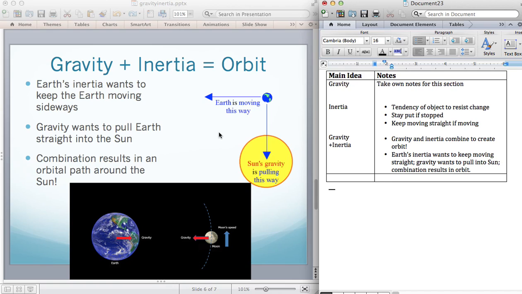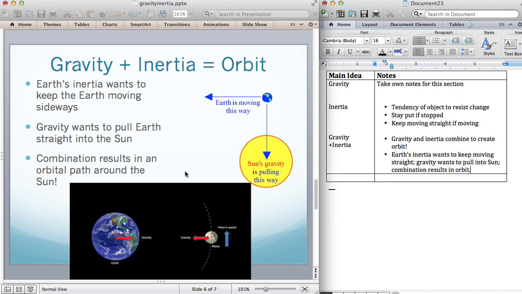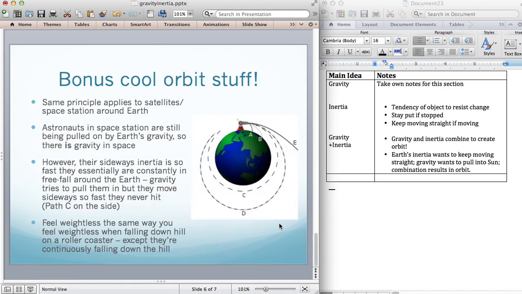The moon is trying to go this way. The Earth's gravity is trying to pull it straight into the Earth, and so the resulting combination is an orbital path. So you might want to draw one of these diagrams in your notes too. That's probably going to be pretty helpful. You don't need to take notes on this slide, but this is kind of cool. We'll talk about this in class tomorrow.